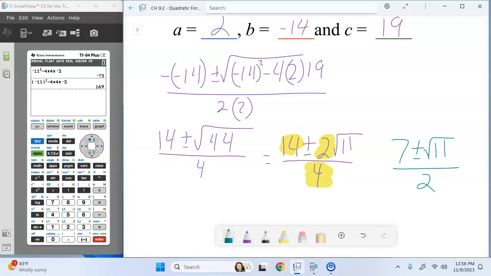All three of those terms have to have a common factor though. If I didn't have that 2 in front of the root 11, I wouldn't be able to simplify that fraction at all.